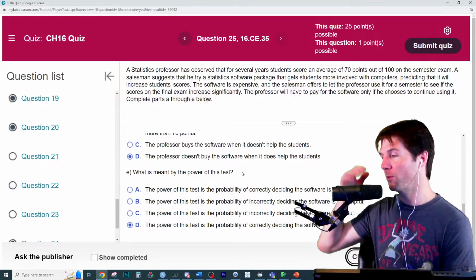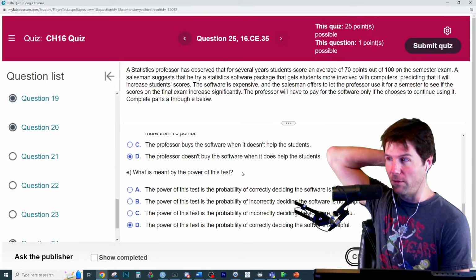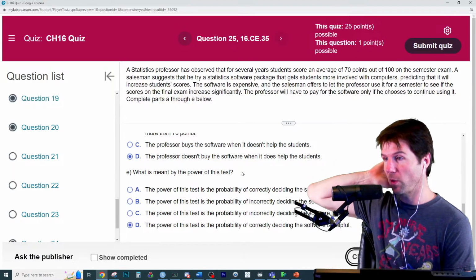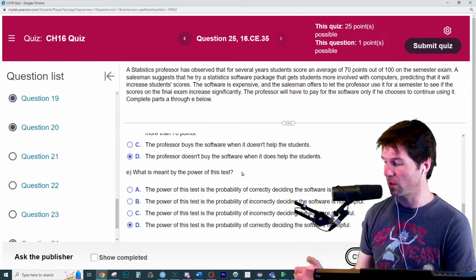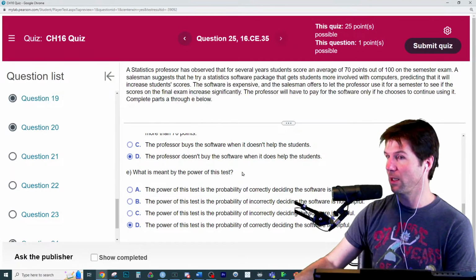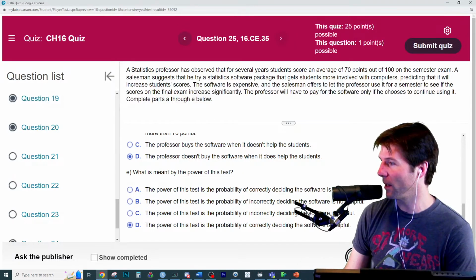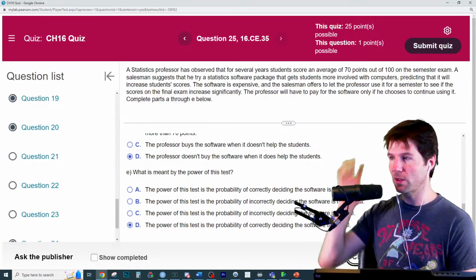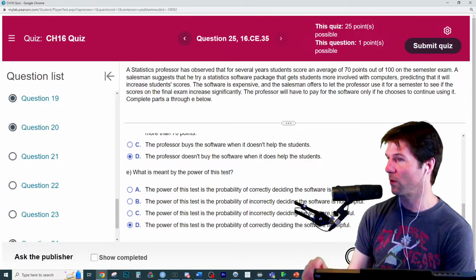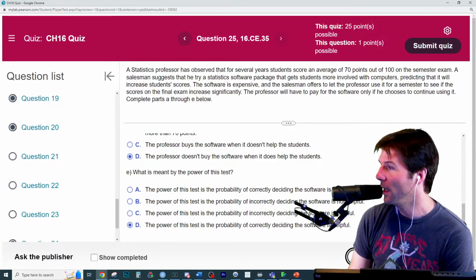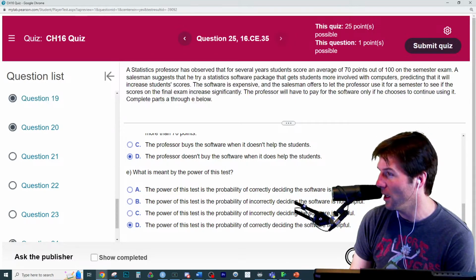Really good question. Type 1, type 2 error can be tricky. It's very exact on the wording. Power is the ability to correctly reject the false null. If the null is false, we should be able to find evidence that the software is helpful. Those are kind of the keys to this question. Does that make sense, Jesse? Just working through this. Type 1, type 2 error is very tricky. It's very easy to just reverse them. Nice job.